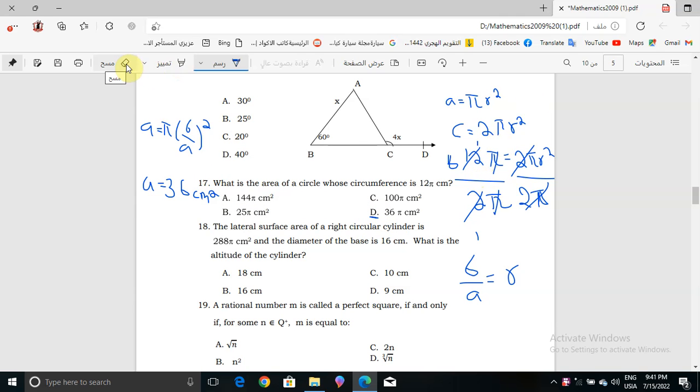Okay, now in question number 19, it says the rational number m is called a perfect square if and only if for some n, an element of positive rational numbers, m is equal to what? It will be radical n. This was question number 19, but question number 18, let's solve it together.